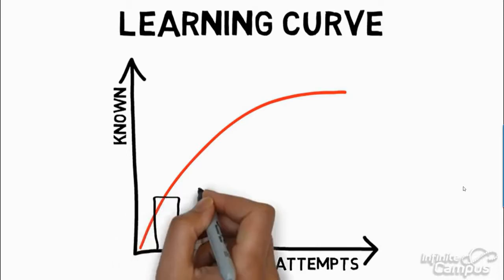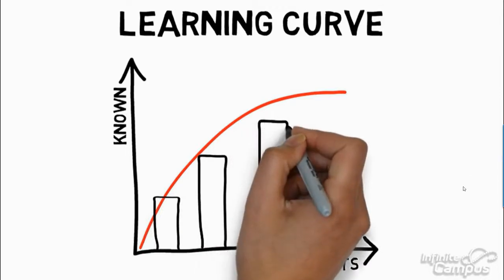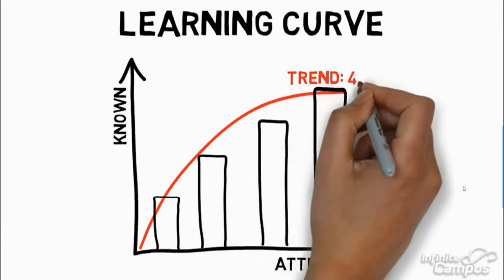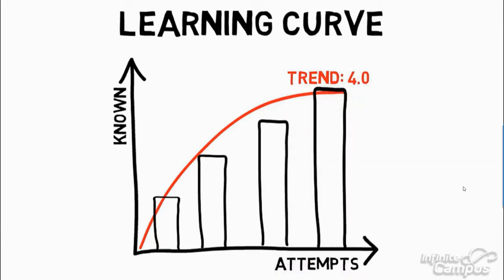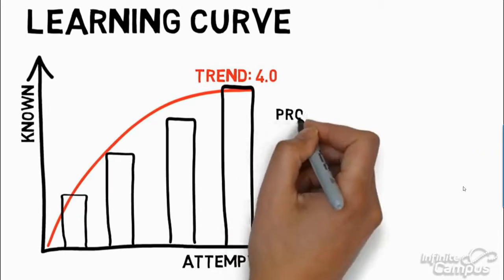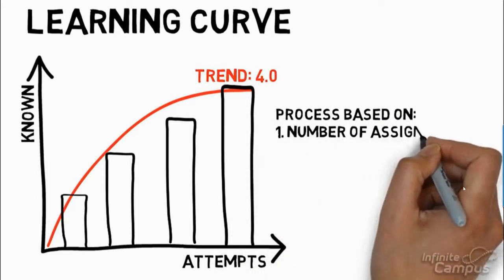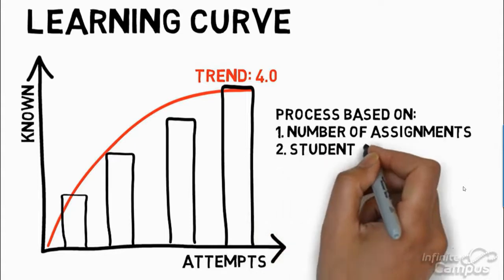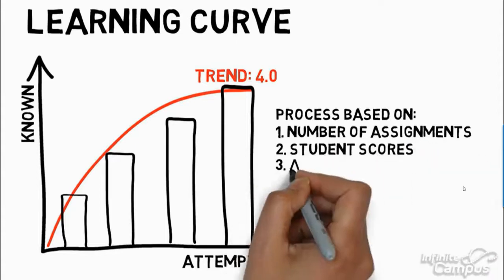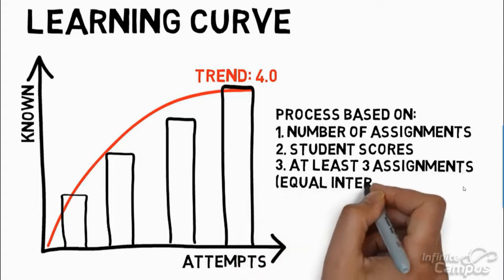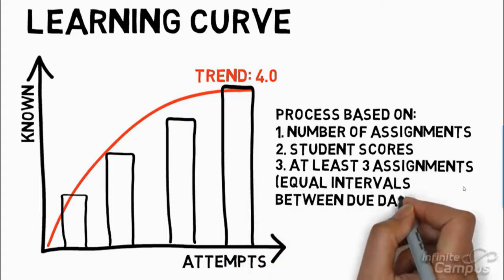The power law calculation estimates the proficiency trend score by first using the student's past scores to determine the student's learning curve. This curve is then used to estimate the student's current proficiency. In short, it takes the trend of the student's scores and takes into account the growth of the student in learning. This process is based on the number of scores aligned to the standard, the student's score on each assignment, and the interval between each assignment. In order to accurately determine the curve, at least 3 assignments with due dates at equal intervals should be used.